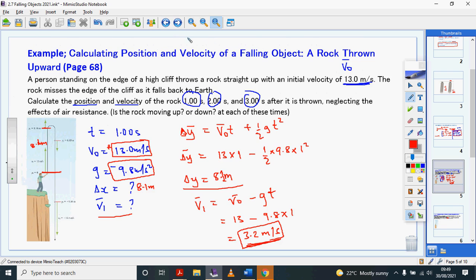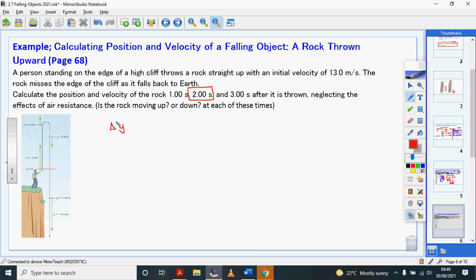If I want to find change in displacement, I'll say change in vertical displacement equals v naught t plus half a t squared. Initial velocity is 13. The time is 2 seconds. I have a negative 9.8 times 2 squared. So 13 times 2 is 26, and half times 9.8 is 4.9, and I multiply that by 4. So 4.9 times 4 is 19.6.